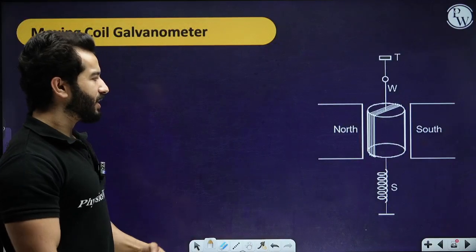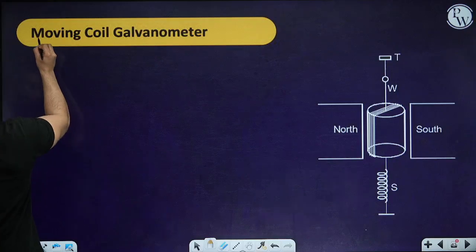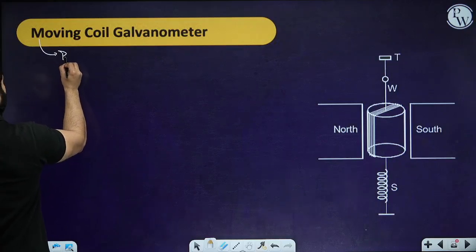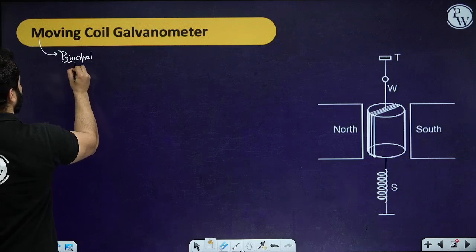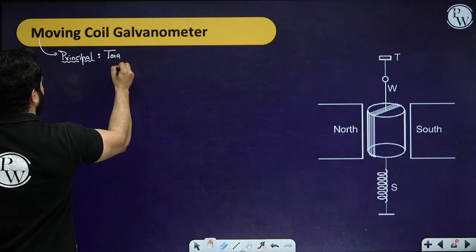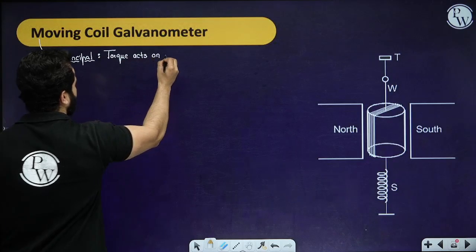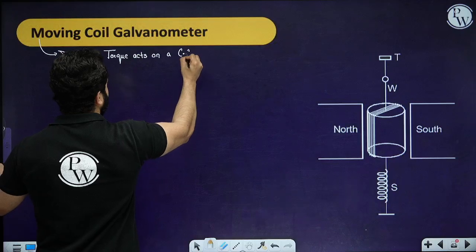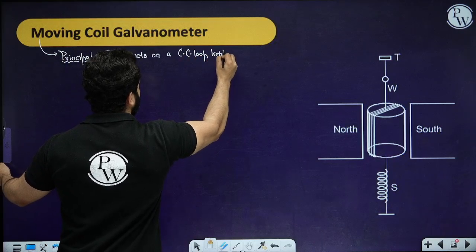Acha, galvanometer, if you are going to talk about what principle it works on. So the principle is basically that torque acts on a current carrying loop kept in a magnetic field.